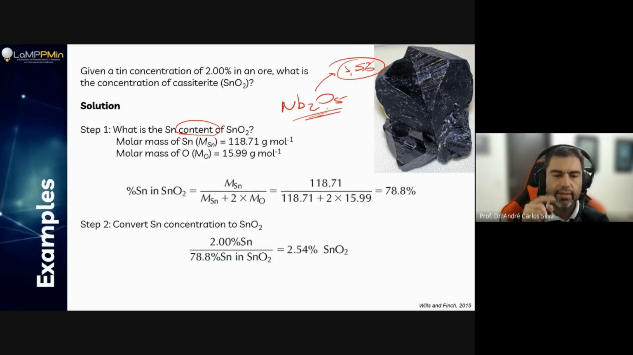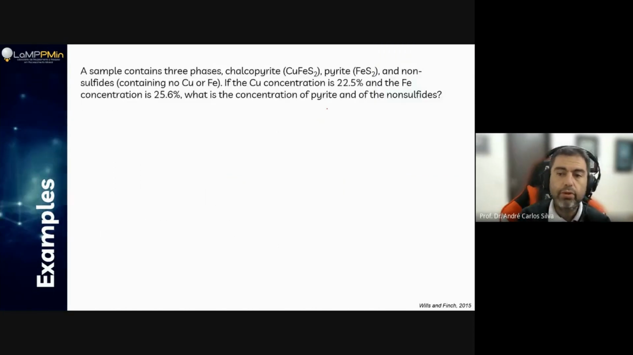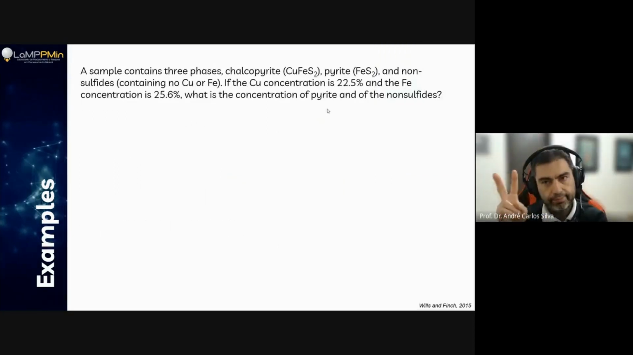So please keep that in mind, because this can be confusing, and sometimes it can mislead you to different results from what you actually want. And that's why we go to our second example. It is also coming from the Wills book.